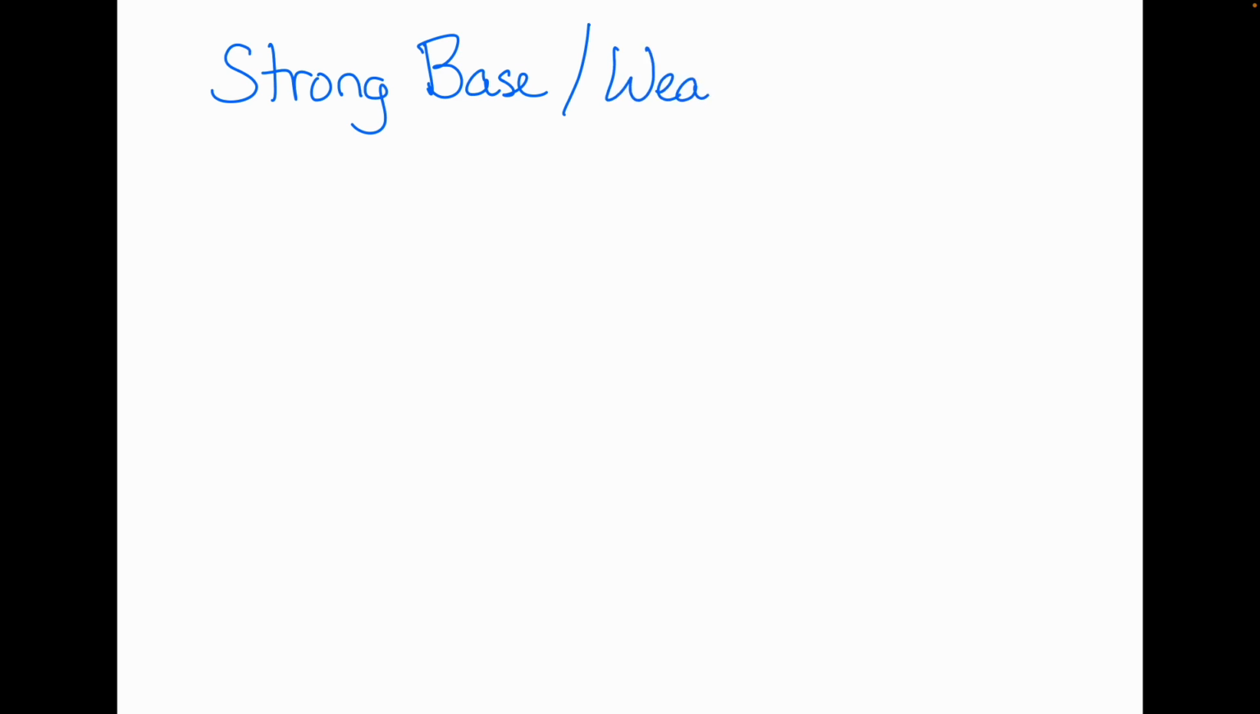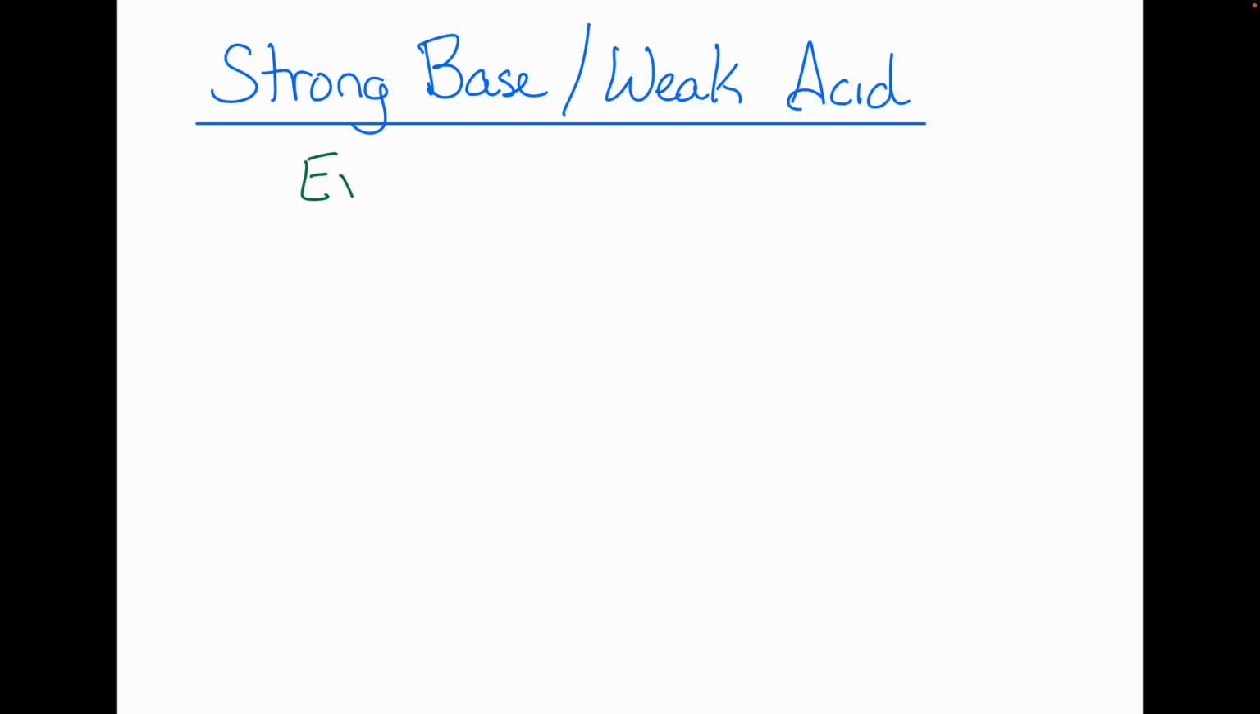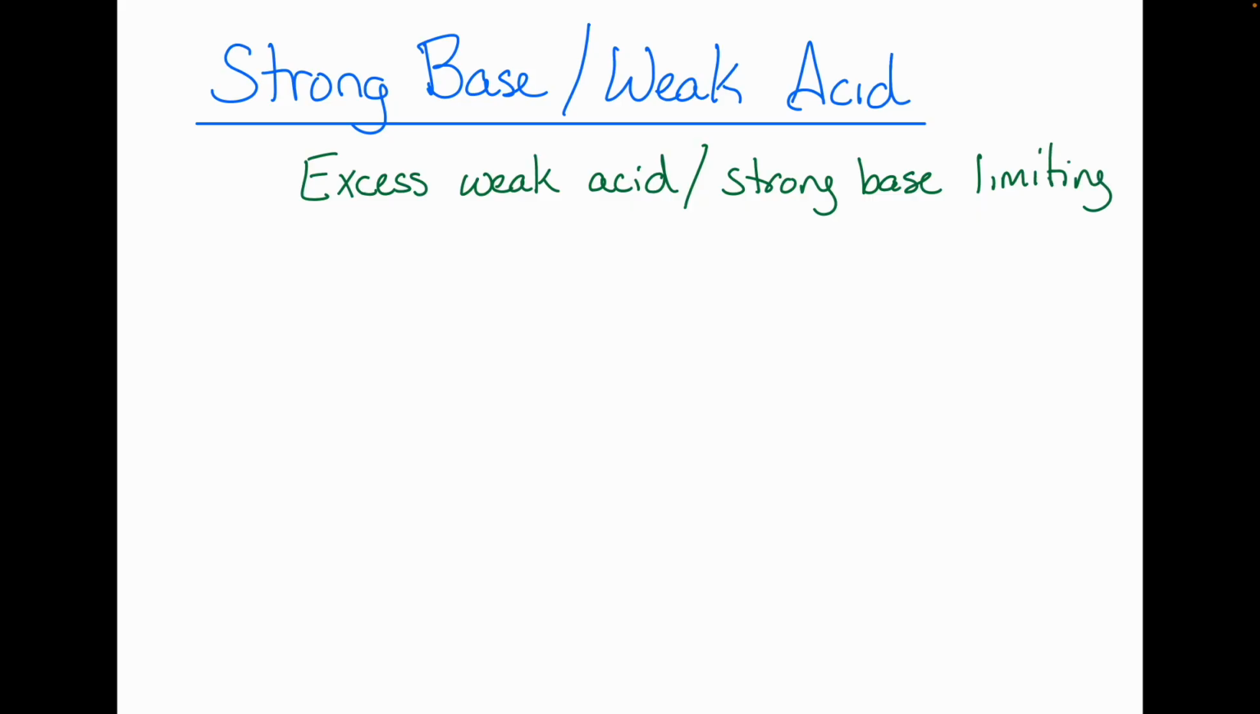So let's just summarize here. We were talking about a strong base, weak acid combo. And what we just did were two different calculations that ended up in slightly different results. When we had that excess of our weak acid, aka that strong base was limiting, that's when we were left with a buffer solution.